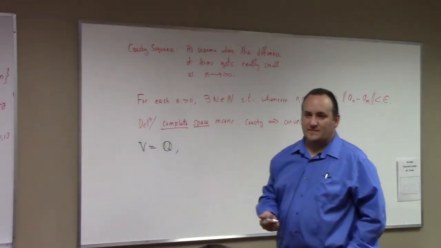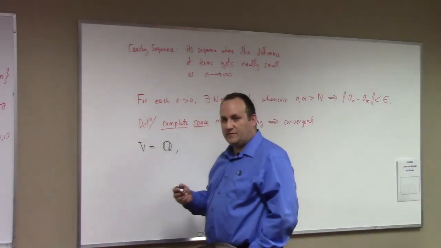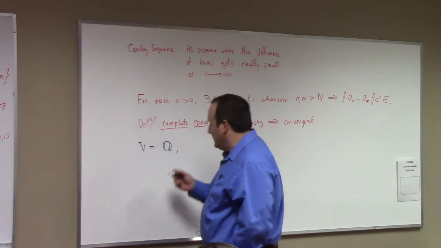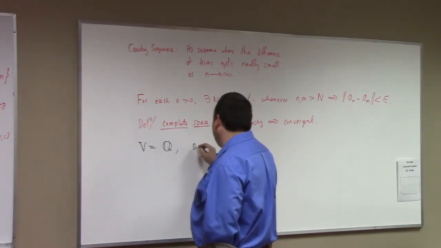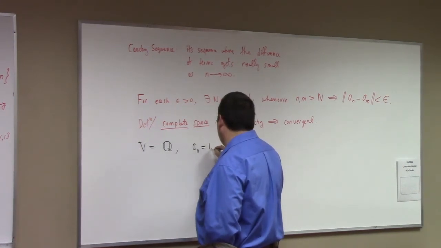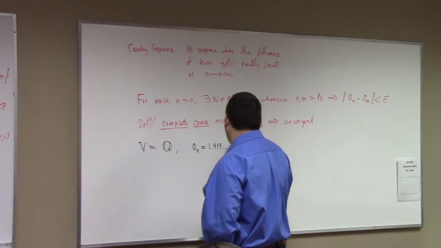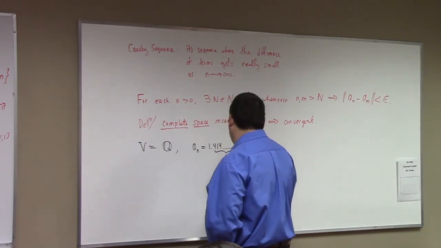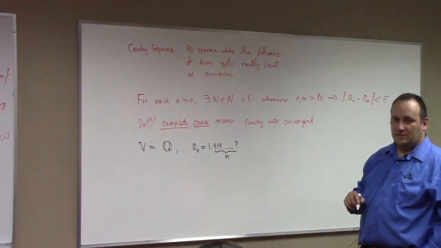How about the decimal expansion of the square root of 2? You've all taken Math 200. Not true. Some of you have taken Math 200. So we could let a sub n be equal to 1.414 and so on, where n is the number of digits in the decimal expansion of the square root of 2.